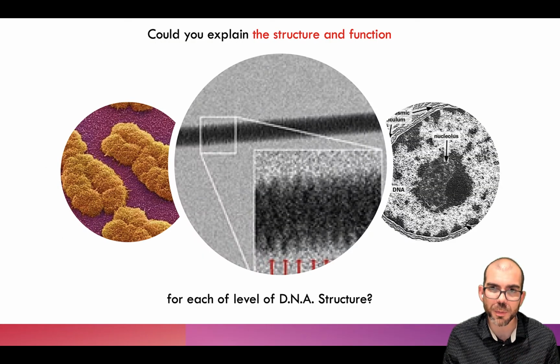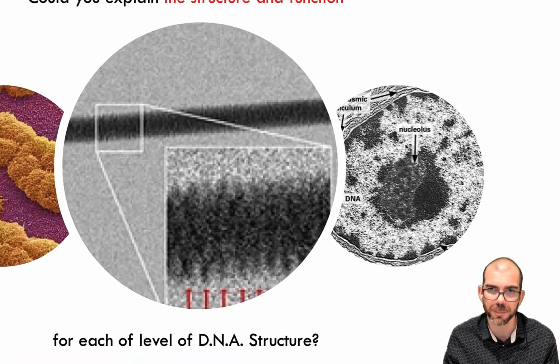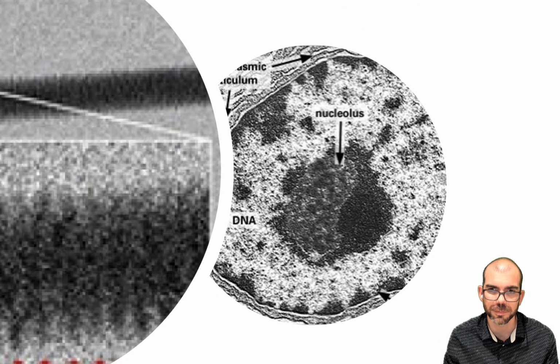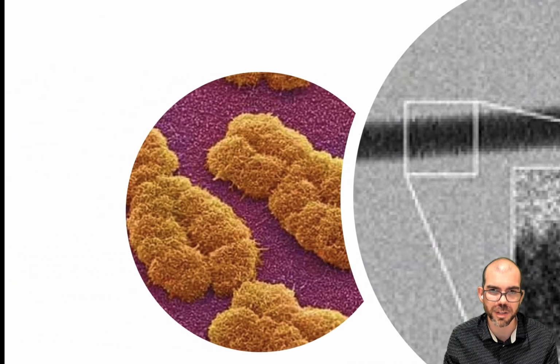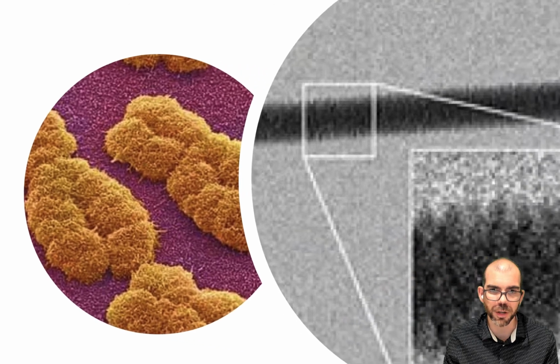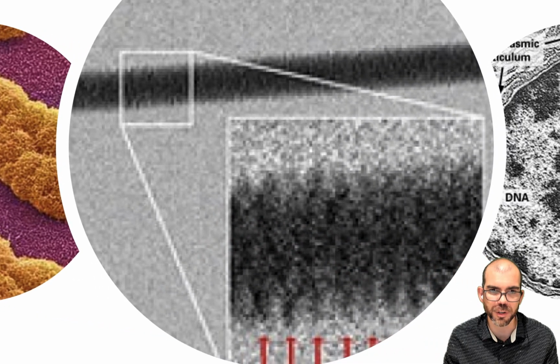So could you explain the structure and function for each of these levels of DNA in these images? Try it out. What is the structure and function for this structure? How about this one? What is the structure and function of this structure? And last one, what do you think is the structure and function for this structure?